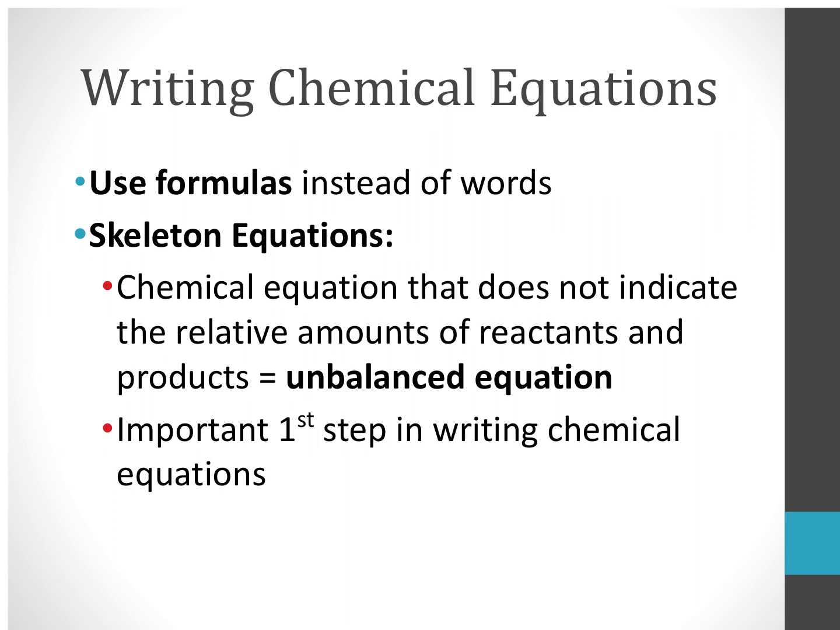Okay, so when we write chemical equations, we use formulas instead of words. Formulas are much shorter, it's much quicker. And so the first step is just to write something called a skeleton equation. What do you think of when you hear the word skeleton? Just like bones, right? Like just the bare bones minimum. So the skeleton equation is just when you write the formulas for the reactants and the products. It is not balanced at this point. So it's just an unbalanced equation. You just have formulas in the correct spot.